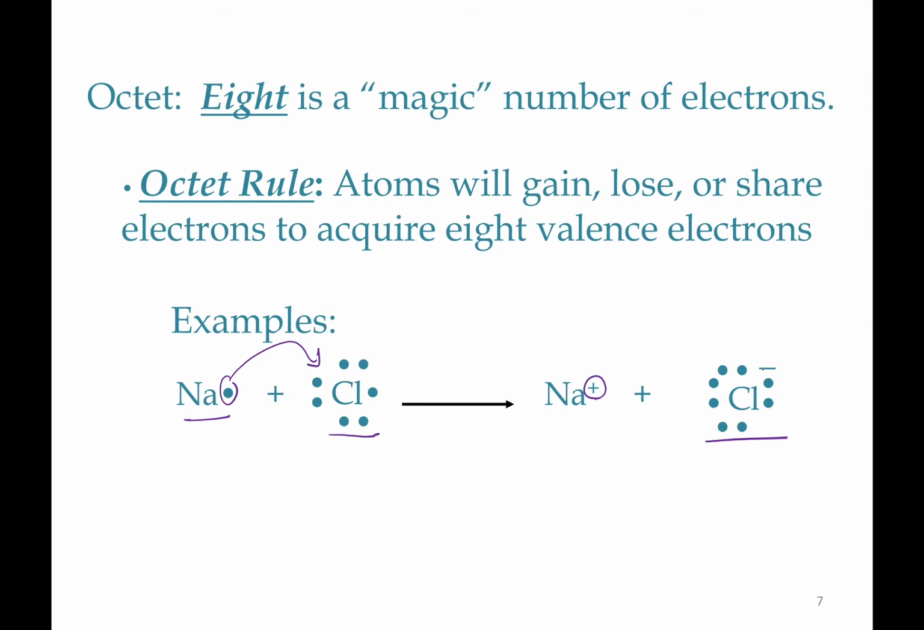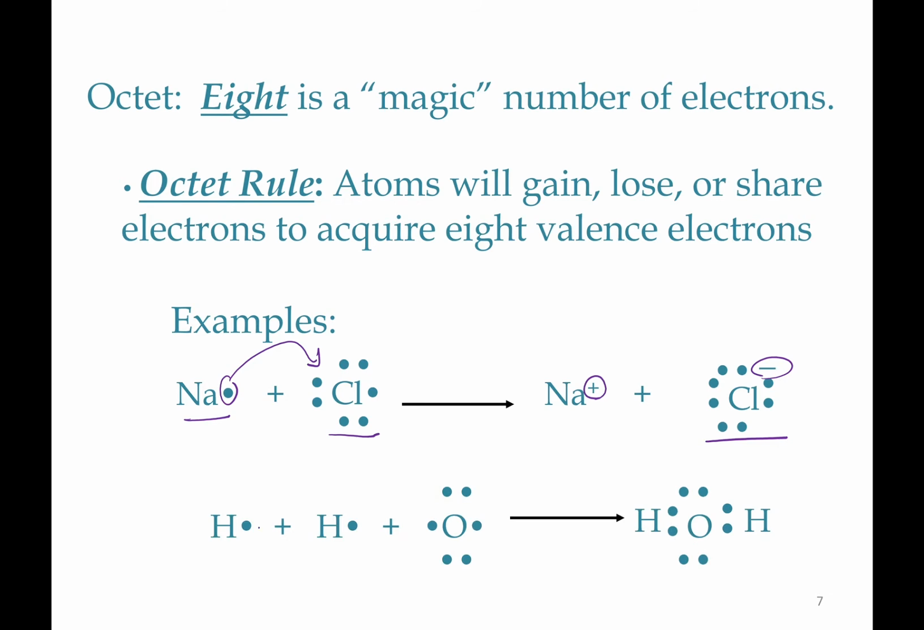There are 2 ions with opposite charges. They're going to be attracted to one another. This hydrogen has 1 electron, this hydrogen has 1 electron. Oxygen has 2 lone electrons. They're going to share and pair up those lone electrons in oxygen to form a water molecule. This is covalent. This is ionic.